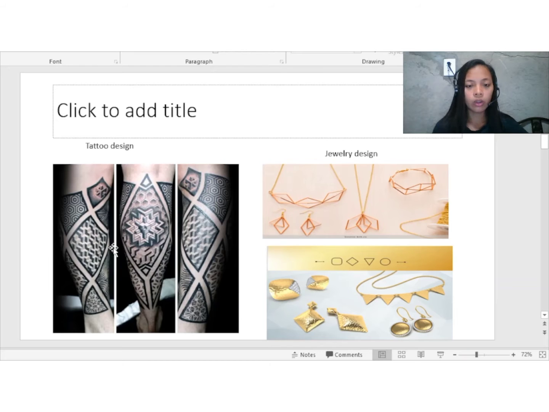Also in tattoo and jewelry designs, they use a pattern to create a beautiful result using those shapes. They mix shapes to create a beautiful result, just like this. Have you noticed what they do to get a creative result?